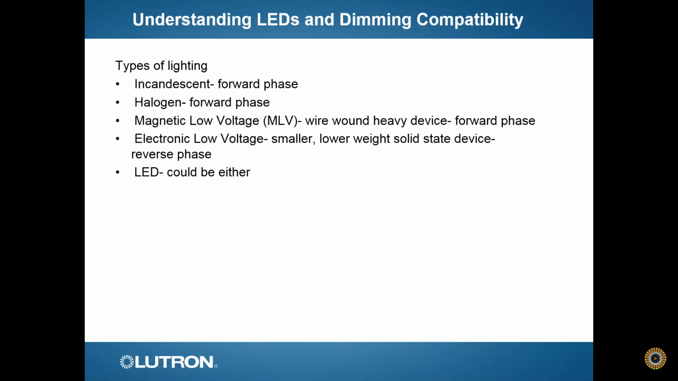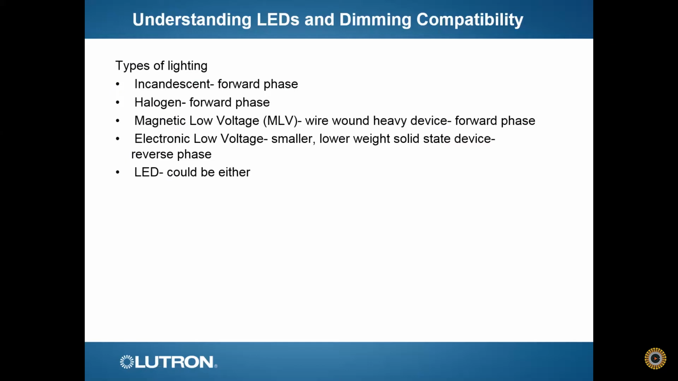So, different types of lighting loads. With incandescent, they're always forward phase. It's just because incandescent light bulbs are basically just a standard resistive load. Same thing with halogen, same thing with magnetic low voltage. The heavy wire wound transformers always work better with forward phase style dimming. So these are good things for you to know. So incandescent, halogen, MLV, all forward phase.